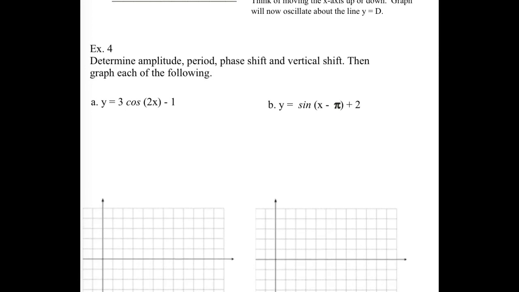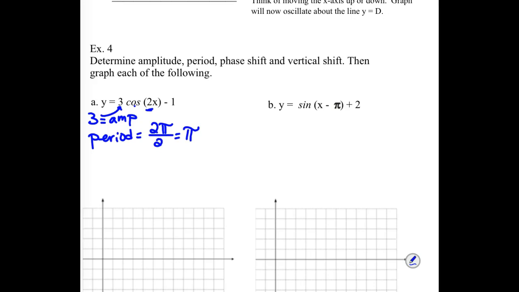All right, it says determine the amplitude, period, phase shift, and vertical shift, and then graph each of the following. So our first value, A, that is our new amplitude, so we've got a vertical stretch. Our B value here is a 2, that changes the period. For cosine, normal period is 2 pi. We are dividing it by our B term, so what we've done is we've compressed horizontally.